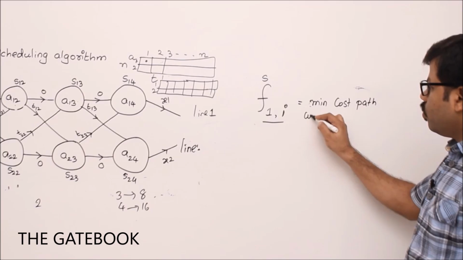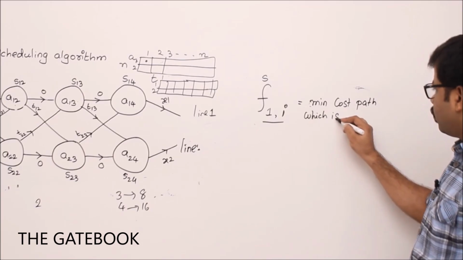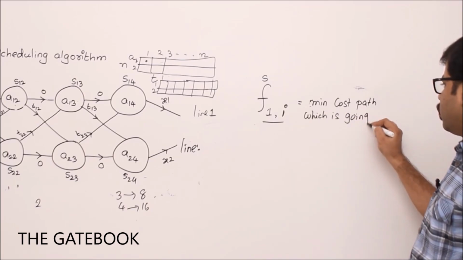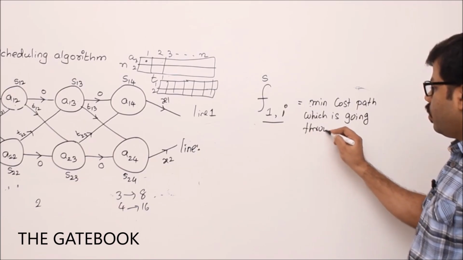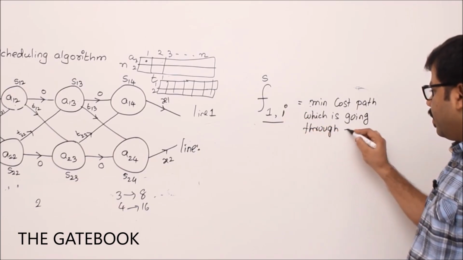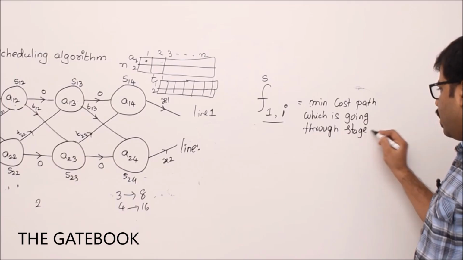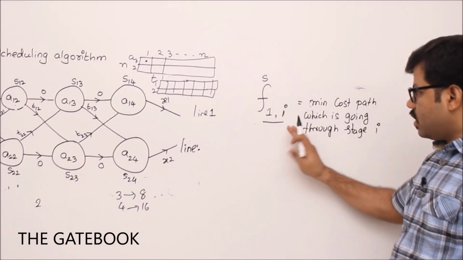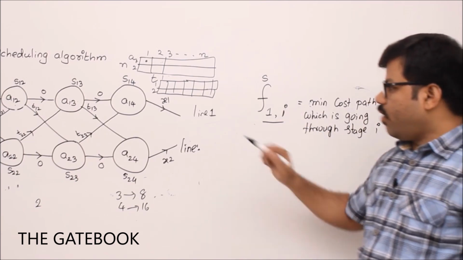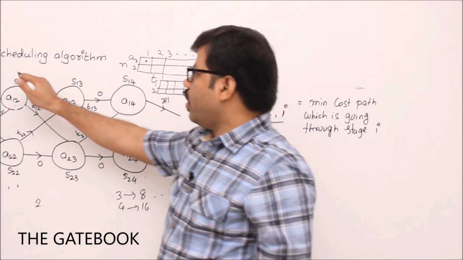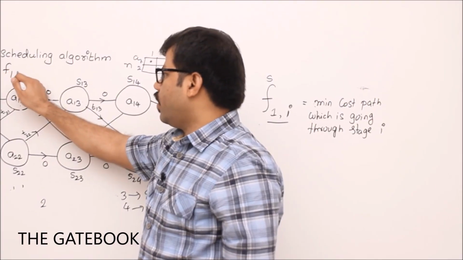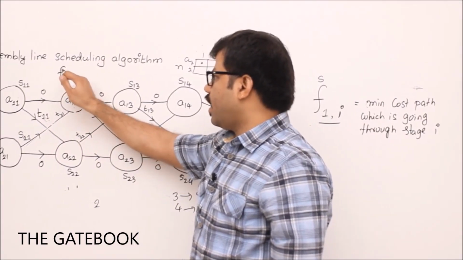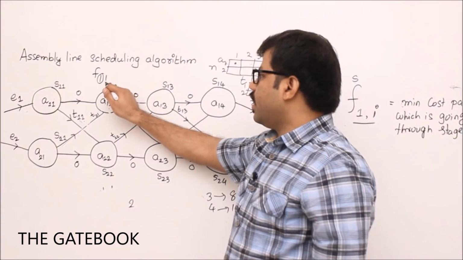which is going through stage i, it is just going through stage i. That is the concept of f1 comma i. Let's try to understand this with an example. What is F11 we will see. F11 is, according to our definition, in the line, this one indicates line number 1. So this is stage number 1.